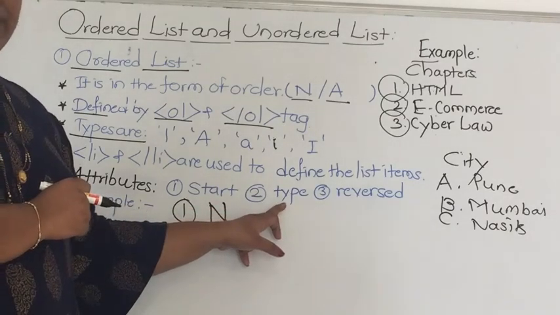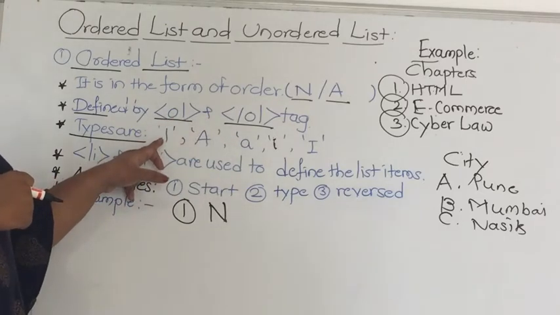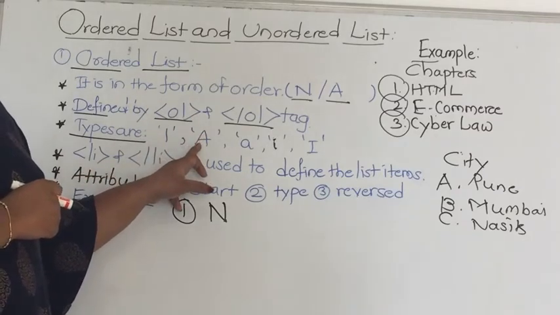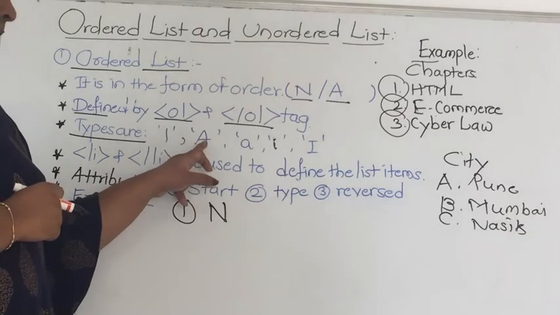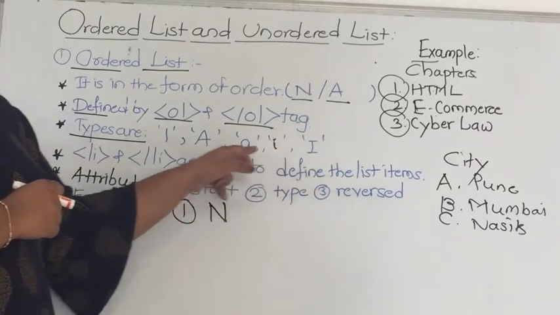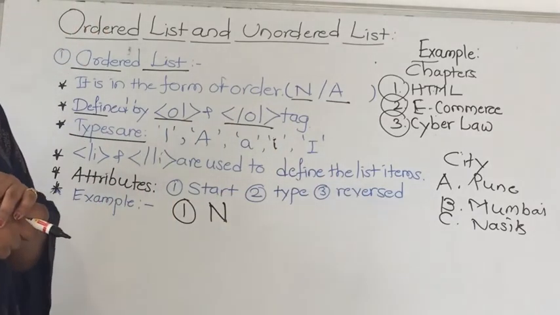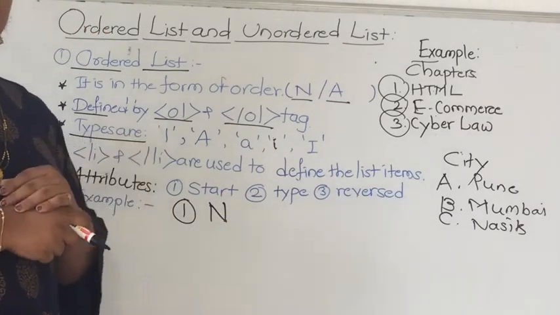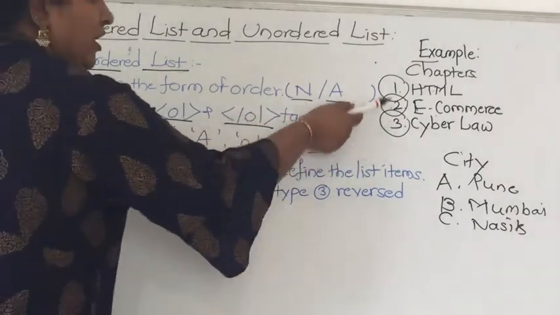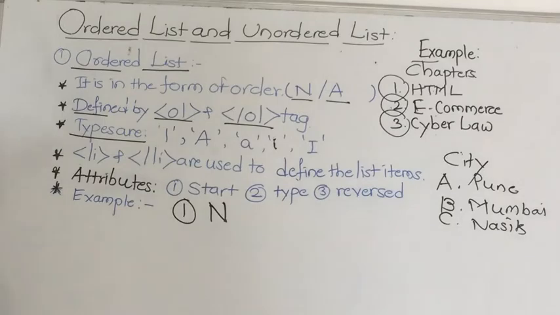Second one is the type attribute, which defines the type of the list. Suppose I want to start my list with 1, 2, 3, so I will define the type as 1. Suppose I want to start my list items with ABC, so my type is A, then small Roman i and capital Roman I. The first letter or number you can use to write the type. And third one is reversed. Reversed means your list will be in reverse form. For example, instead of 1, 2, 3, I want to write my list with 3, 2, 1 in reverse order. At that time I will use the attribute reversed.